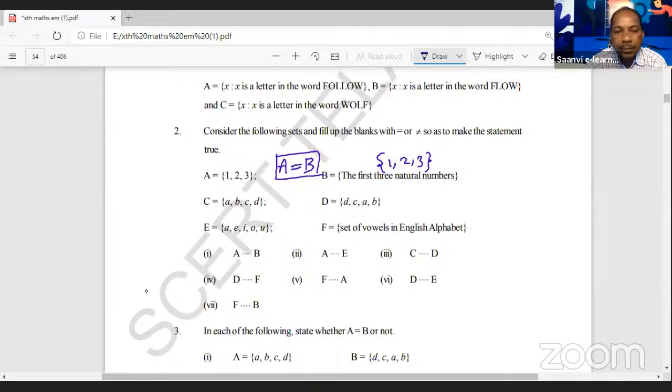And see here, the second one. Set C is equal to A, B, C, D. D is equal to D, C, A, B. Now check whether the elements are the same or not. See, A is present in set C and also in set D. B is there, B also is there. C is there, C is there. And D is there, here also D is there. Okay, the same elements are there. So here we can say that C is equal to D. Right, these two sets, C is equal to D.